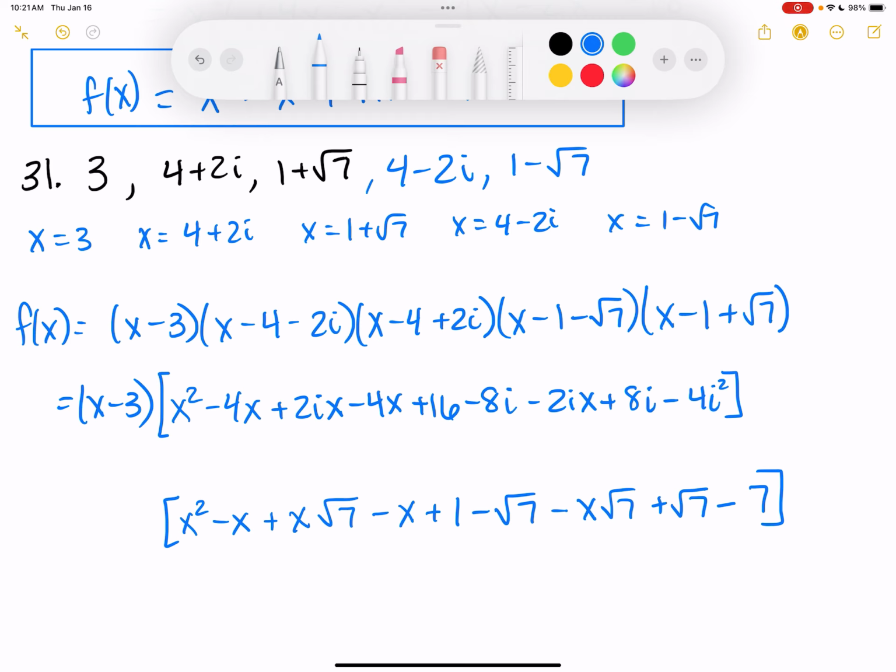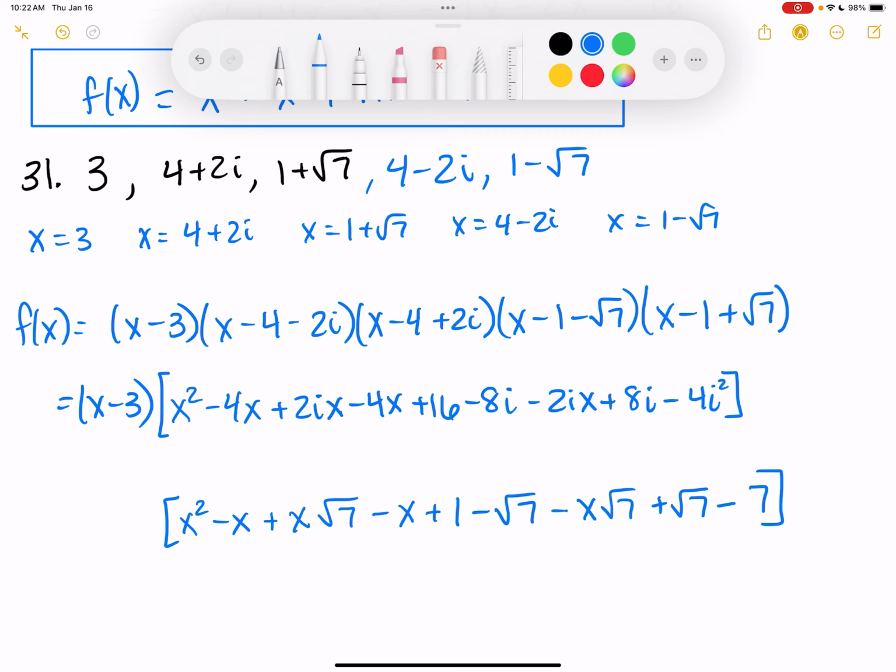I don't think I've ever seen an x root of something, or a 2ix or something like that. Unfortunately, the standard form is supposed to be a plus bi. Yes. Since they're canceling, I'm not doing it that way.